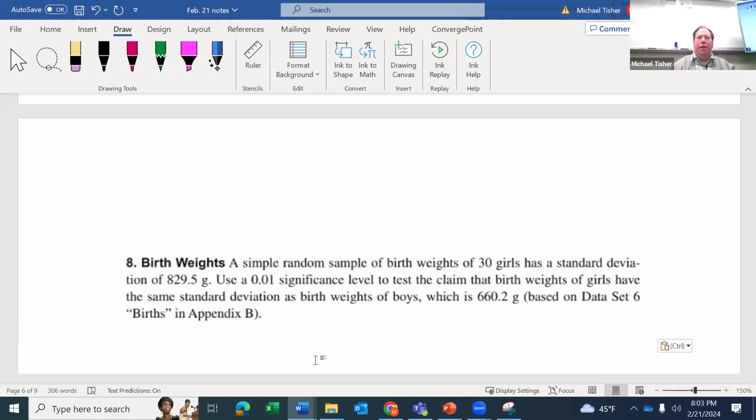Okay, so I'll give you a few seconds to read that very exciting problem, and then we'll work it out. Okay, now we look at that. Do you think this claim is true or false? In other words, we're claiming that the birth weights of girls have the same standard deviation as birth weights of boys. Is that true or false still?